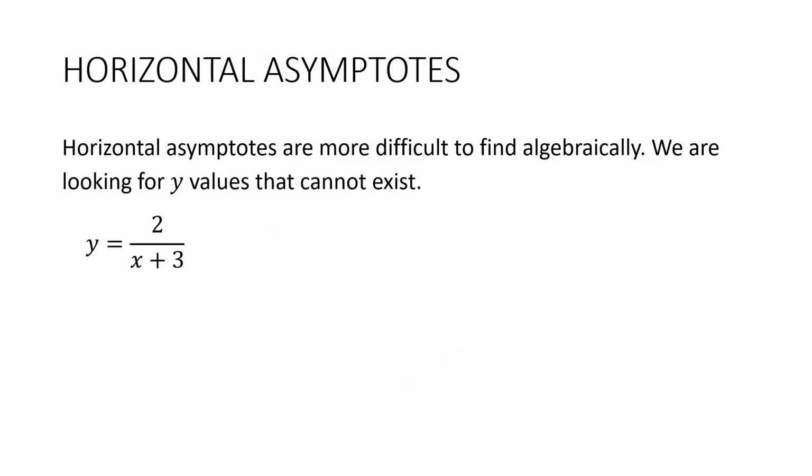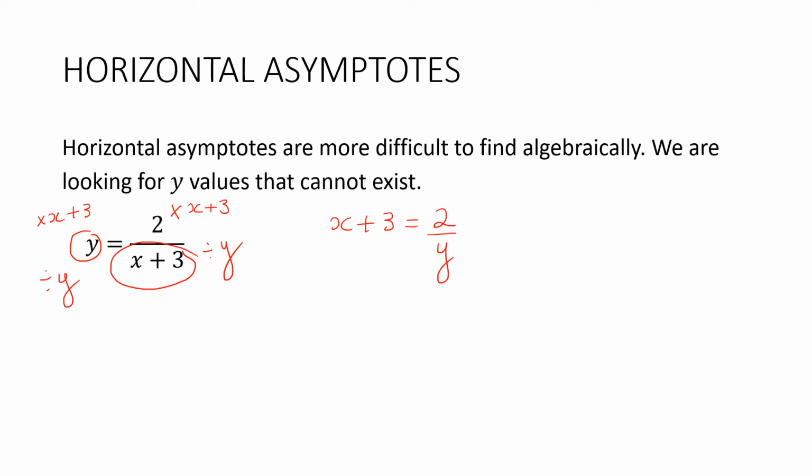But horizontal asymptotes are more difficult to find algebraically because we're looking for y values that cannot exist. And y is not on the denominator. It's easy with x. One thing we can do is actually switch them around. So I can take this x plus 3 and switch it with this y. Now in reality what I'm doing is multiplying both sides by x plus 3 and then dividing both sides by y. Rather than doing all that work, let's just switch them. x plus 3 is equal to 2 over y. Now I can easily see that the asymptote will be at y is equal to 0.